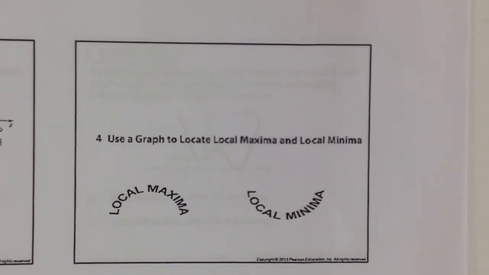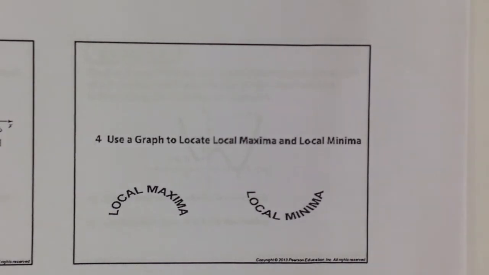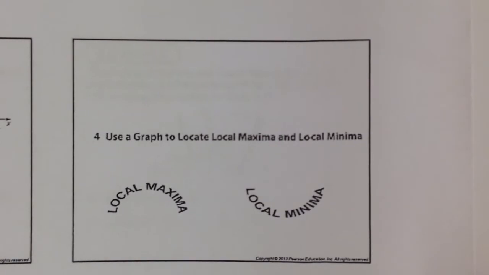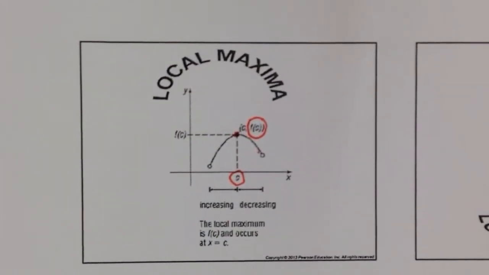The next property we're going to talk about is how to locate local maxima and local minima. Maxima and minima, we don't really hear that very often, but they are just the plural of maximum and minimum. We don't want to say find the local maximums and minimums. No, we say find the local maxima and minima. And we can see the two examples up here.